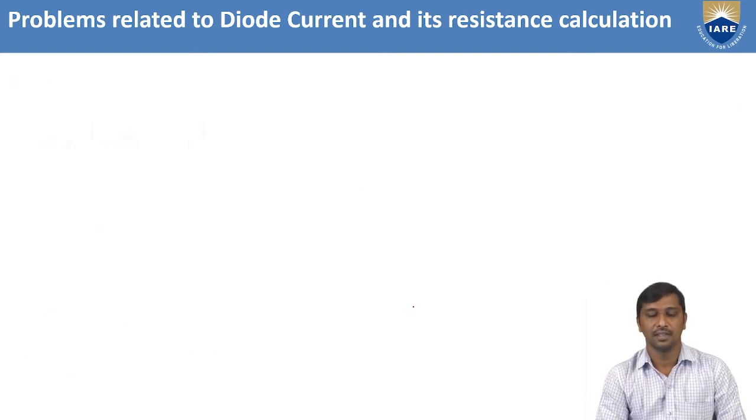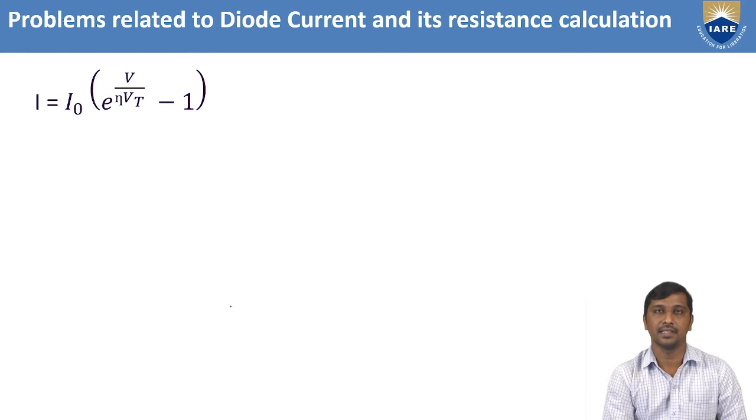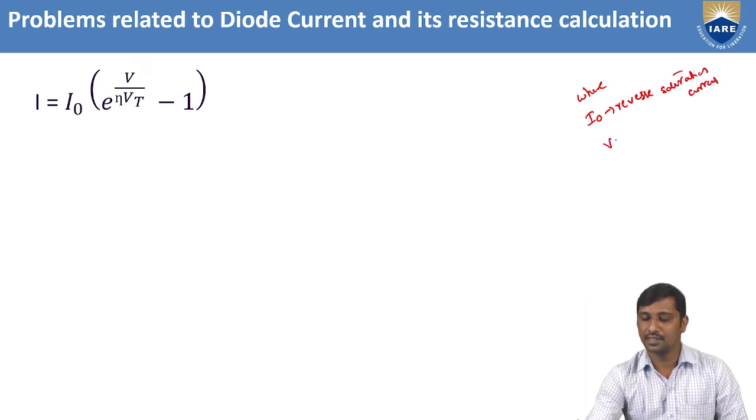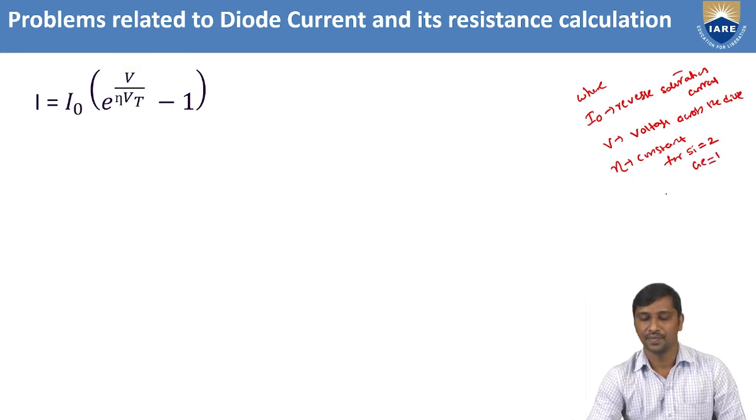We know that the diode current equation is represented as I is equal to I naught into e power V by eta times Vt, minus 1. Where I naught is the reverse saturation current, and V is the voltage across the diode, and eta is a constant. For silicon, that value is 2. For germanium, that is 1 here.